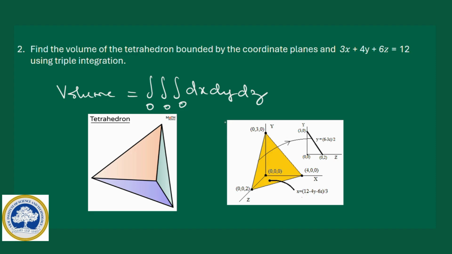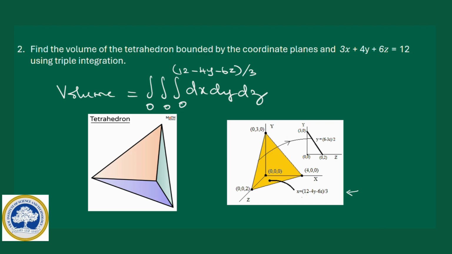As usual, for the upper limit, to find the variable x, here we have considered the order as dx dy dz, so we can start with x here. So to get the limit for the variable x, we can take what is x from the equation directly. So 3x plus 4y plus 6z is equal to 12 means here x is equal to 12 minus 4y minus 6z divided by 3. Okay, so this will be the upper limit here. We can write 12 minus 4y minus 6z divided by 3.